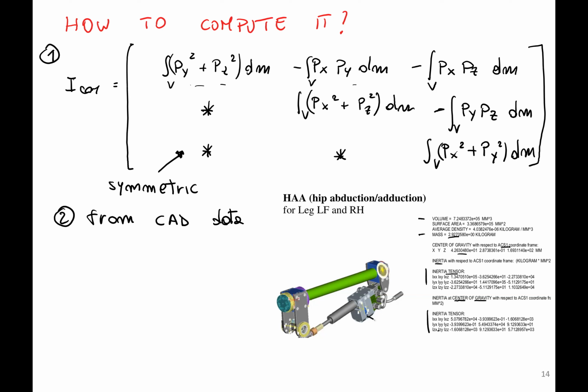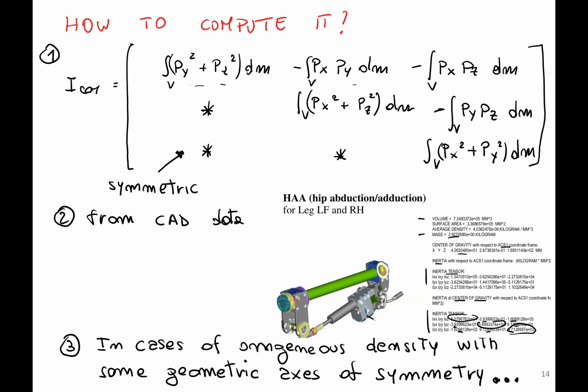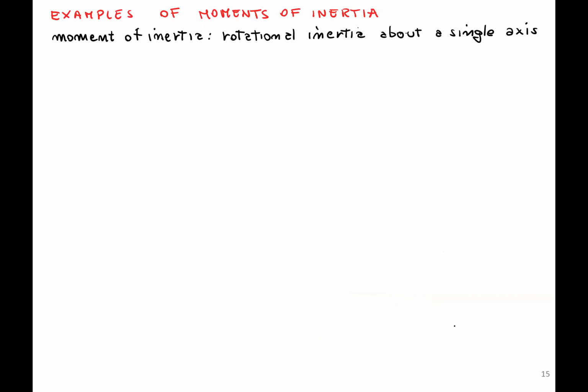You see, because it's symmetric, we get only these two off-diagonal terms will be all equal, and we get the inertia on the principal axis. And in case of homogeneous density with some geometric axis of symmetry, we can compute them with closed form formulas.